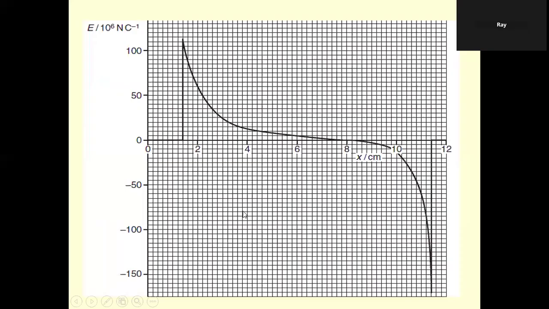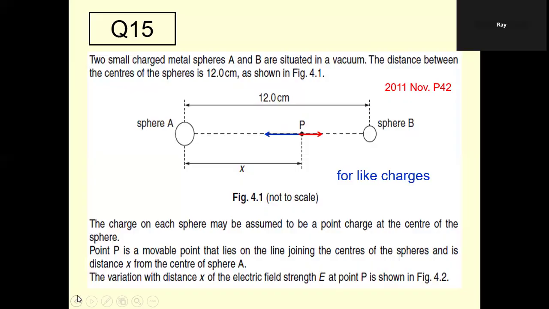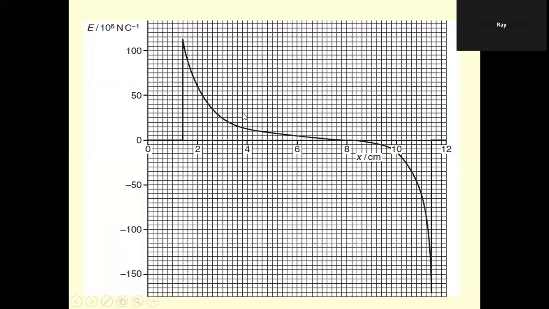For like charges, this is the electric field strength. They are both in different directions. That's why it can be positive, can be negative. Positive on this side, negative on that side. That's why it looks that way.